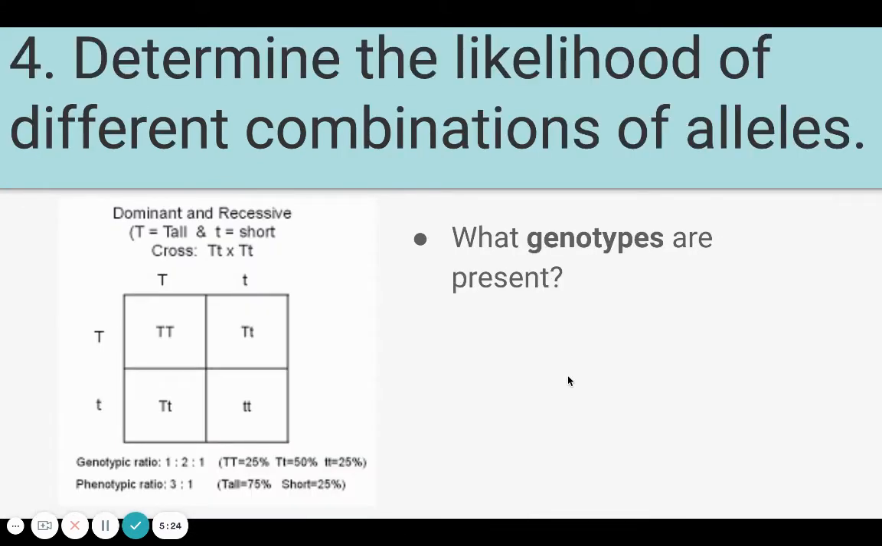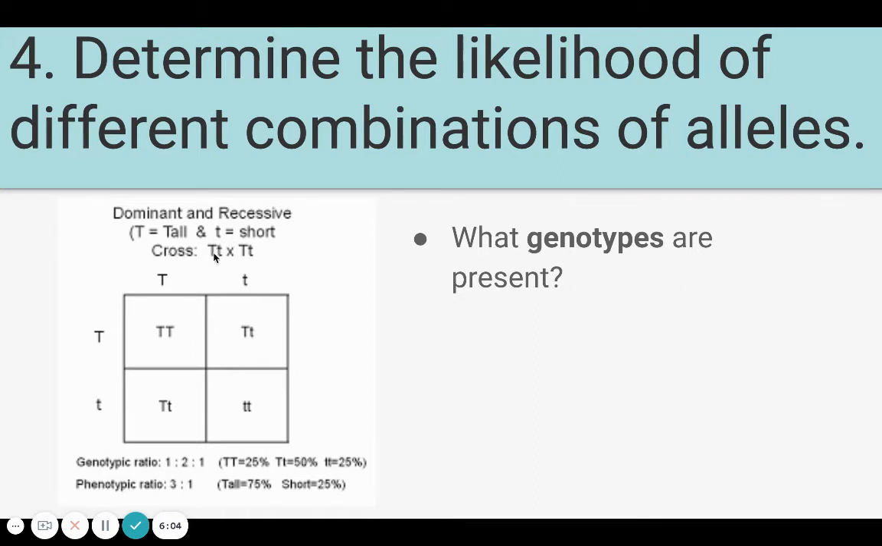Step 4 is to determine the likelihood of different combinations of alleles. Punnett square problems are going to ask you what genotypes are present and in which percentages, how likely is it? So it sets up the problem here. We have capital T stands for tall, and lowercase t stands for short. So this allele is dominant, and this allele is recessive.